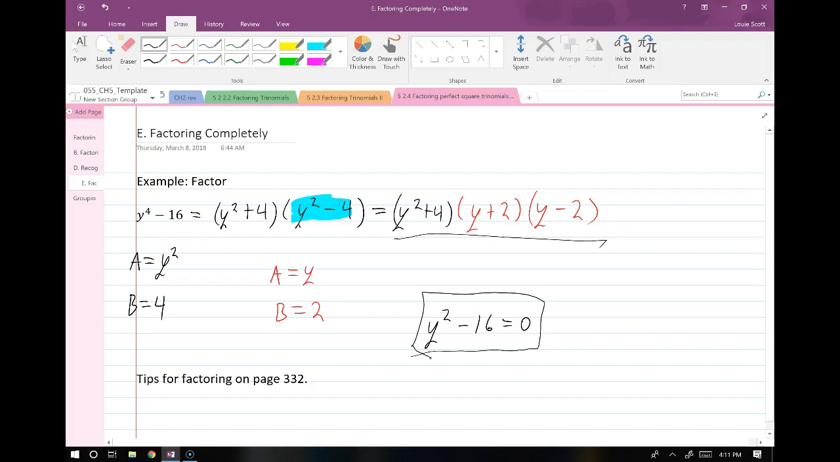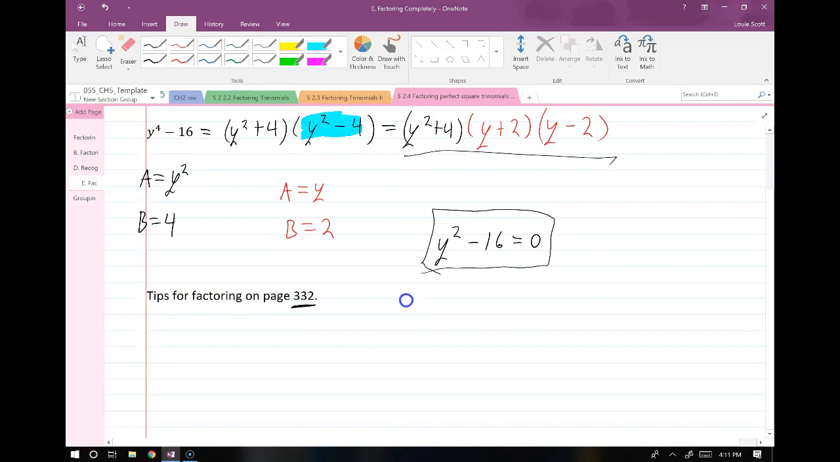Okay? We have tips for factoring on page 332, in case you like to look at those when you go through your homework.